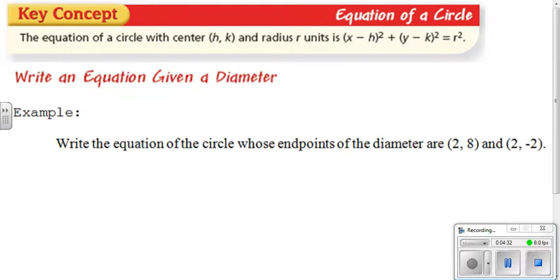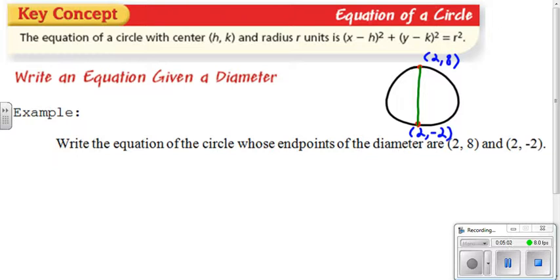So how would we write the equation of a circle whose endpoints of the diameter are (2, 8) and (2, -2)? This is a good example of when we would have to use distance and midpoint rules. If we drew in our diameter right here, then those endpoints, one is going to be here at (2, 8), one is here at (2, -2).